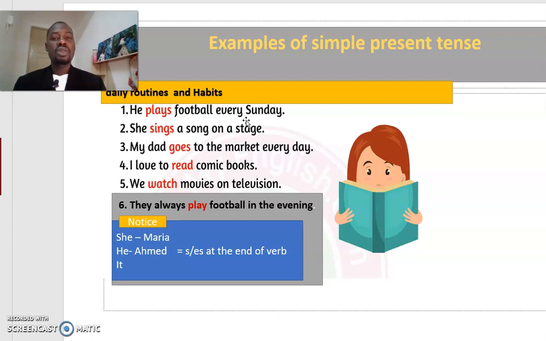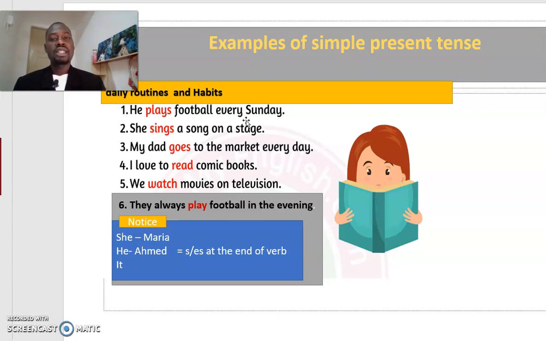That means an organized action. This is a regular action, okay? The reason why we use he plays is because he is a singular subject, and as we mentioned, when we use she, he, it, we have to use s with the verbs, right?